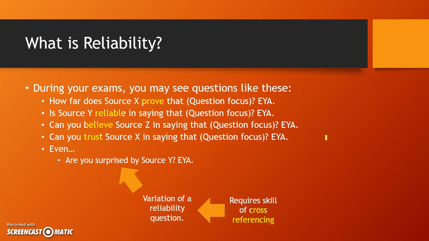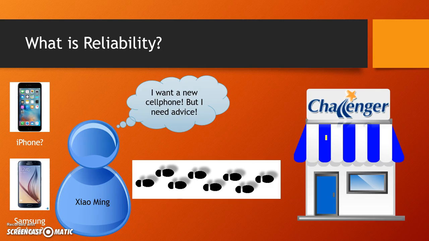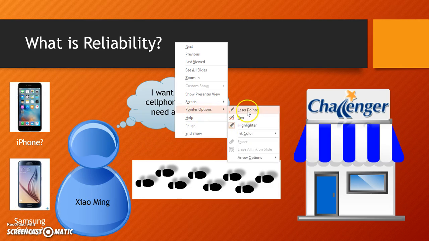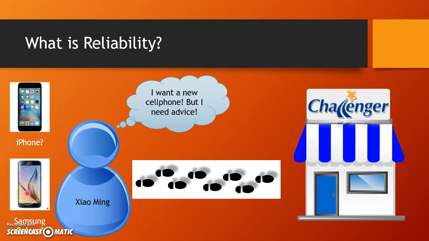Let us look at what our new friend, Xiaoming, is doing in his life right now that needs this skill of reliability. Let me introduce you. He is my friend. Basically, he wants to get a new cell phone, but he needs advice because he doesn't know whether to get an iPhone or a Samsung Galaxy. As a friend, obviously, I advised him. I said, if you need proper advice from the experts, I suggest you go to somewhere that sells both phones so you can get advice on both. So he decides to go to Challenger.